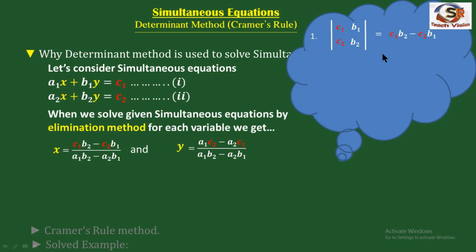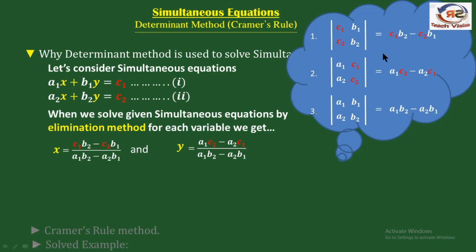Consider the another determinant, which contains the numbers by column a1 a2, c1 c2, and the value of this determinant is equal to a1c2 minus a2c1. And the third determinant contains the four numbers by column a1 a2, b1 and b2, and the value of this determinant is a1b2 minus a2b1.